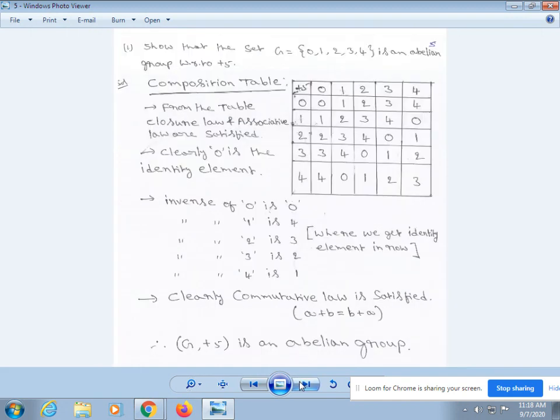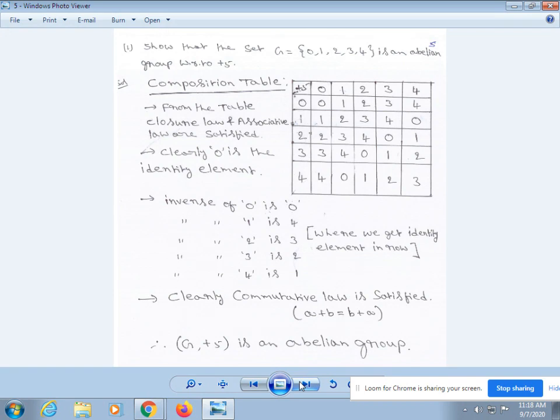Next, now we will solve some problems on composition table. Show that the set G equals the set {0, 1, 2, 3, 4} is an abelian group with respect to +5, that means addition modulo 5. First we draw the composition table, for the given set 0, 1, 2, 3, 4 and the binary operation +5.